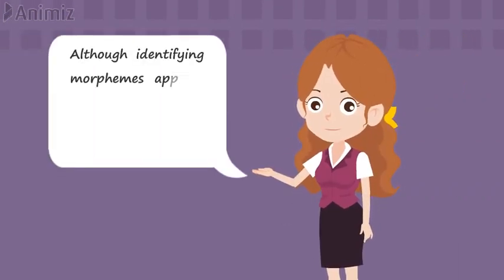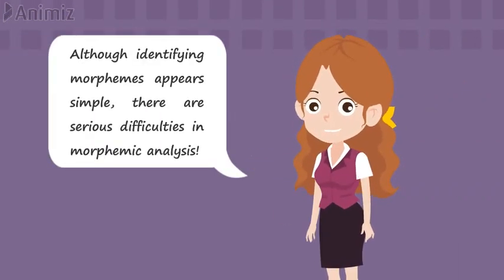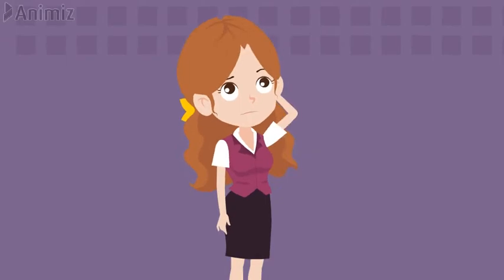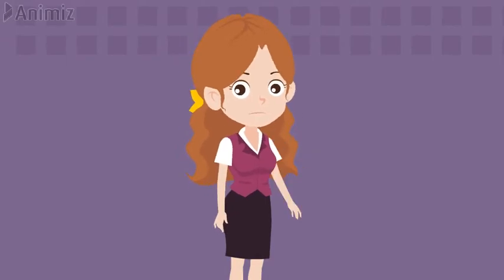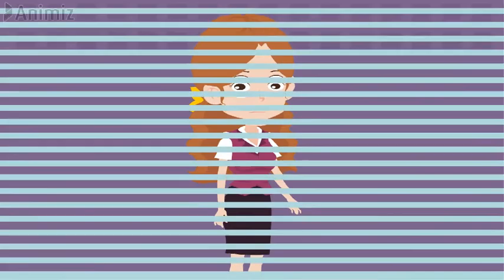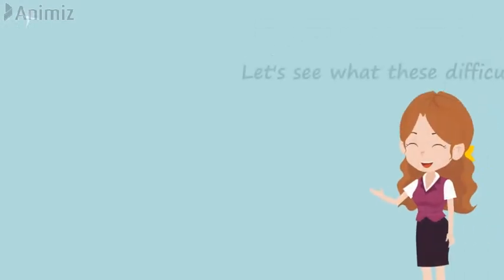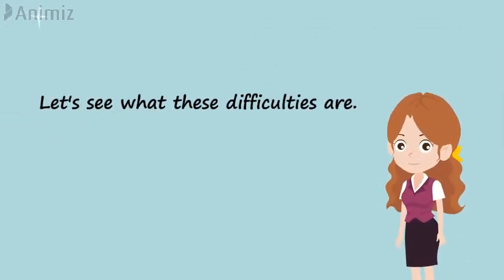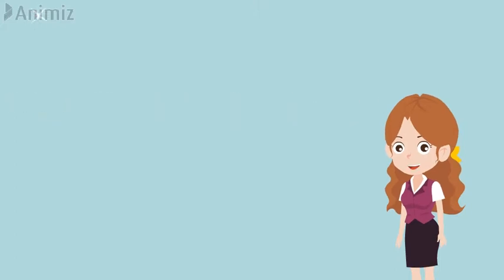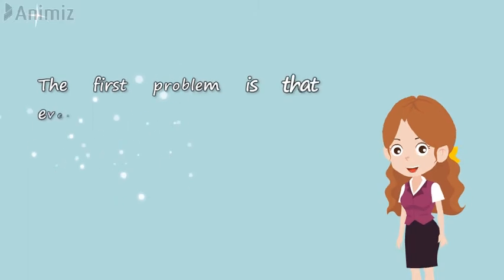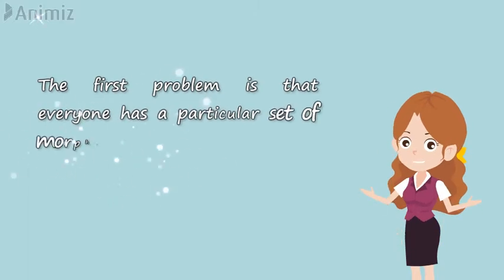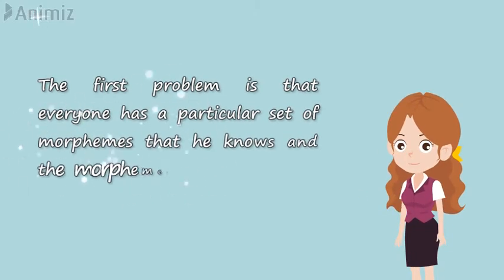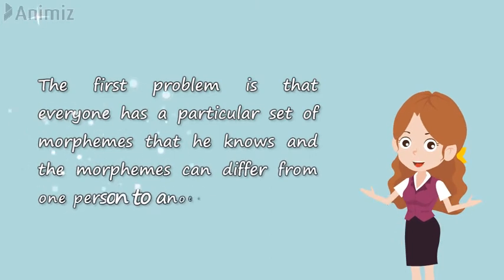Although identifying morphemes appears simple, there are serious difficulties in morphemic analysis. Let's see what these difficulties are. The first problem is that everyone has a particular set of morphemes that he knows, and the morphemes can differ from one person to another.